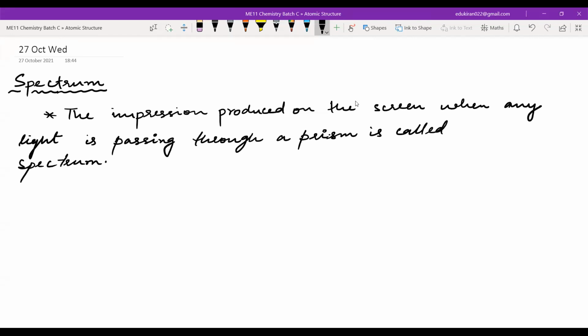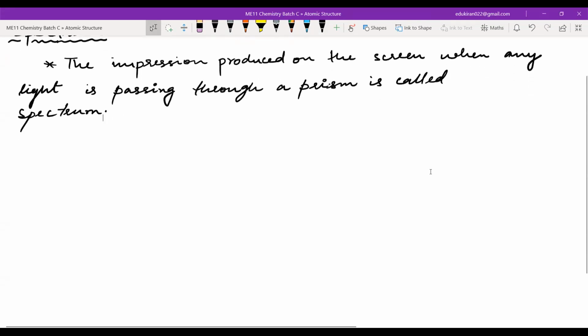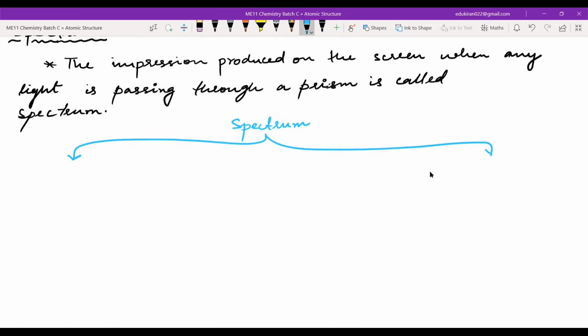It's called spectrum. Now, spectrum, as you have seen, is of two types: continuous and discontinuous. So we will write: spectra are of two types. One is known as continuous, and the other is discontinuous. The continuous spectrum and discontinuous spectrum.